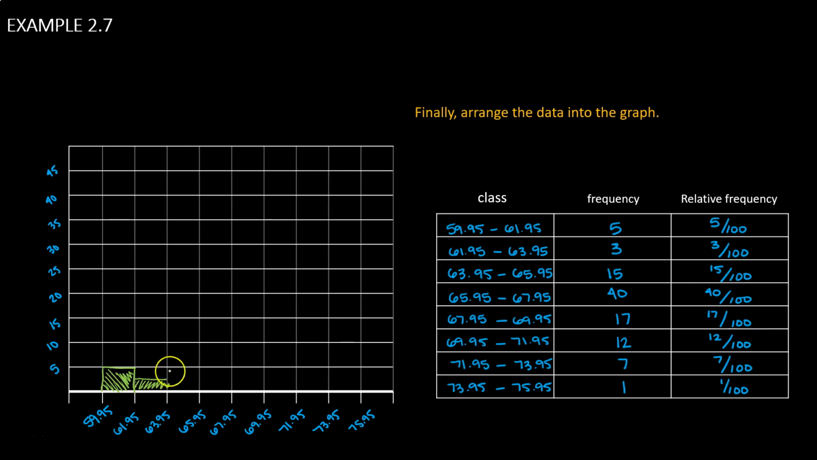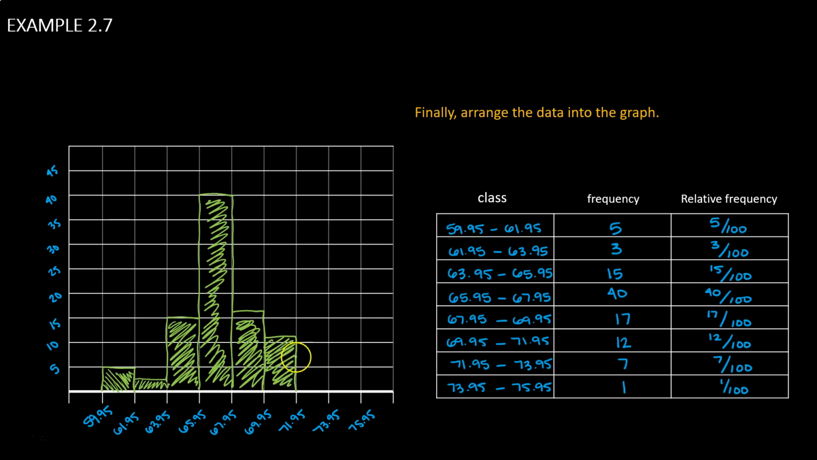Next class goes all the way up to 15, then up to 40. Next class is up to 17. Next class is up to 12. After that we have a class that's at 7, and our last class is at 1. There's our histogram.